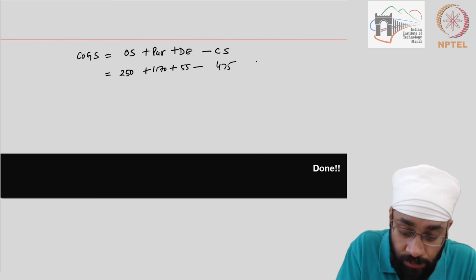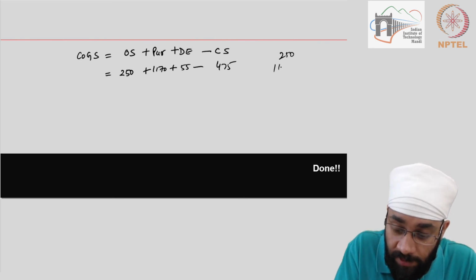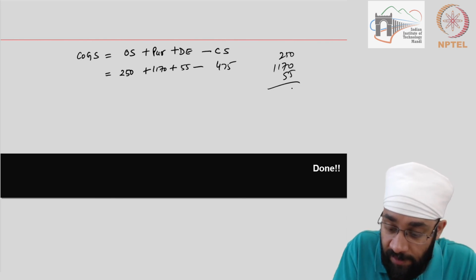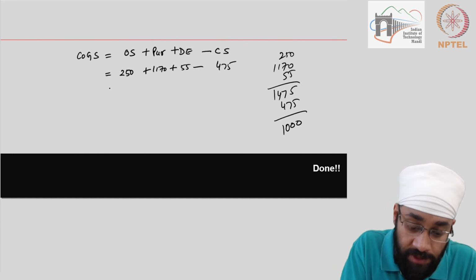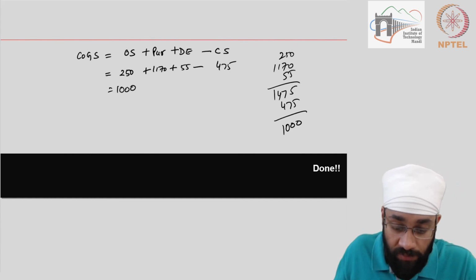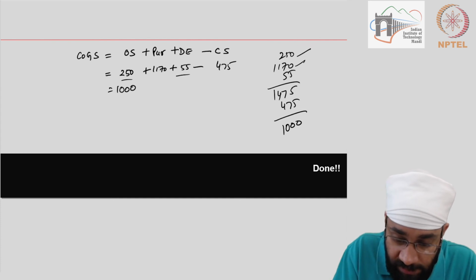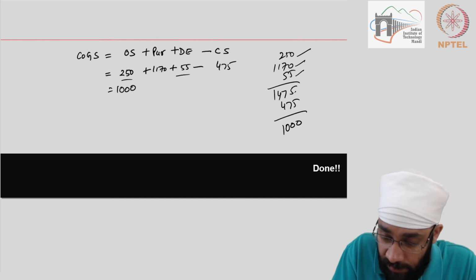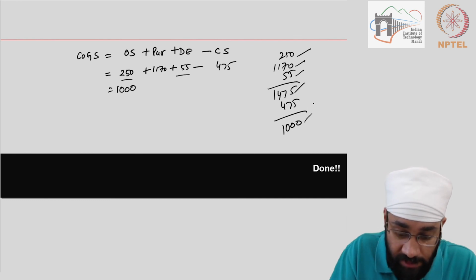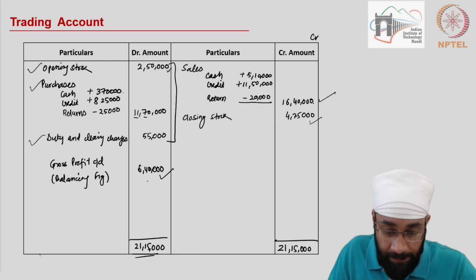So maybe I'll just do this quickly. So you have 250 plus 1170 and 55. This comes out to be 1475, and you have to deduct 475. So you're left with 1000. So this is your cost of goods sold. I hope the calculations are correct. 250, 1170, 55. So this gives you 1475 minus 475. Yeah, sounds about right.